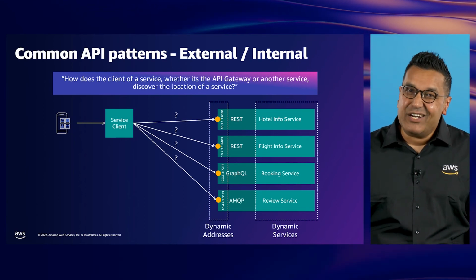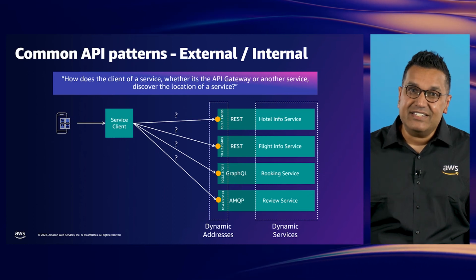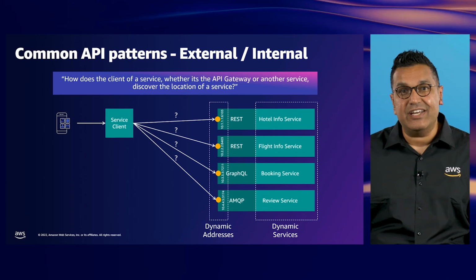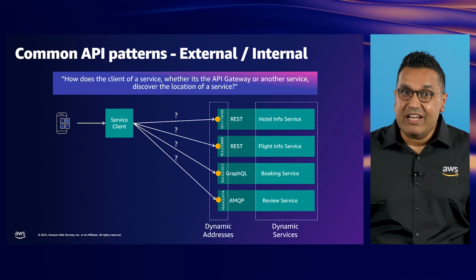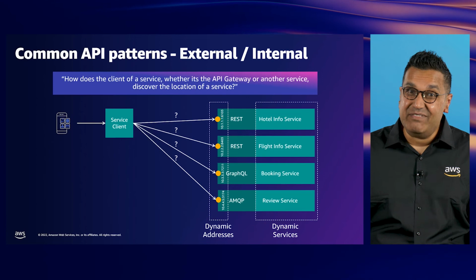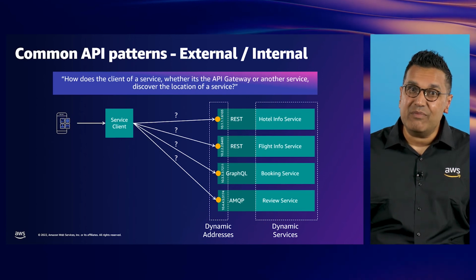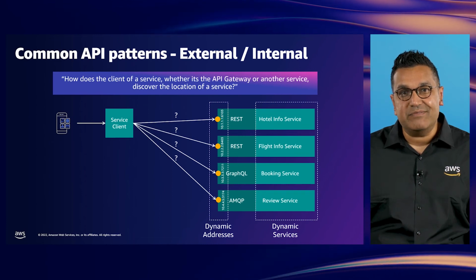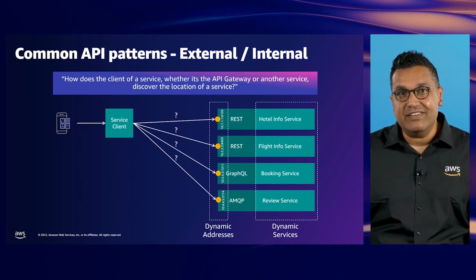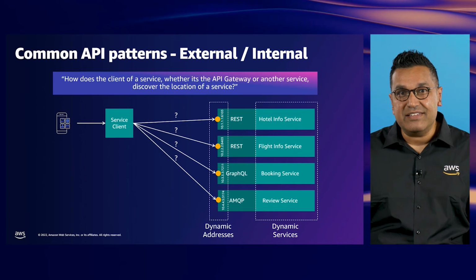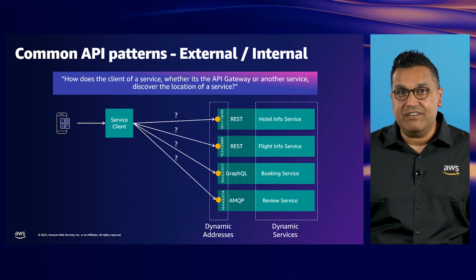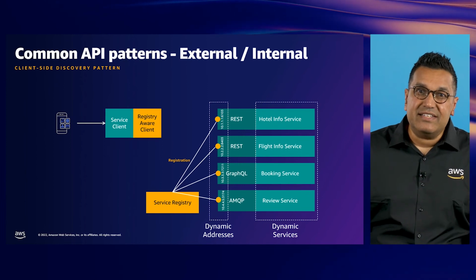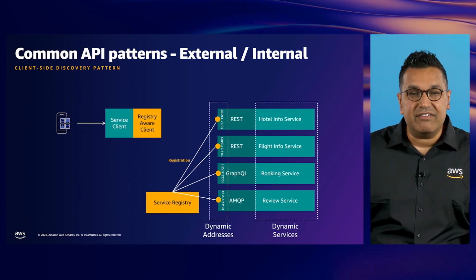These technologies are great for managing fleets of containers where the number of instances of a service and their locations change dynamically. While this is great for decentralized teams, where each team can choose their technology stack for their microservice, this introduces another problem in the context of APIs. How does the client of a service, whether it's the API gateway or another service, discover the location of that service? We can solve this in two ways: client-side or server-side discovery.